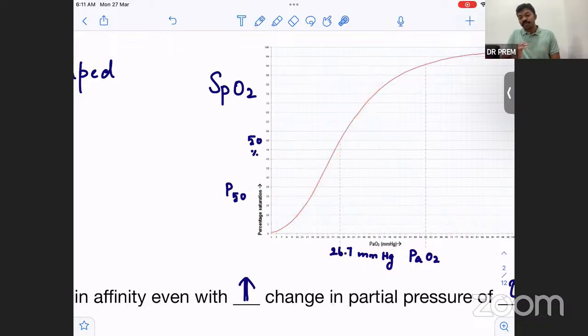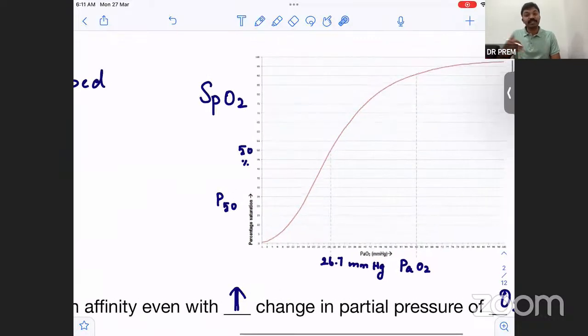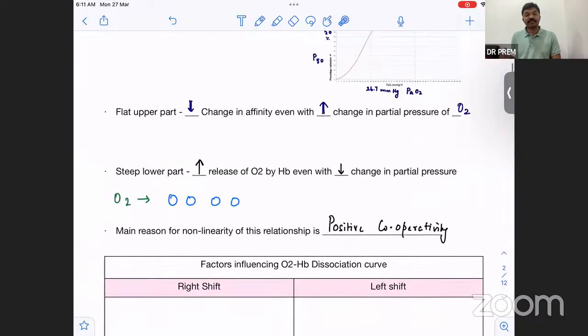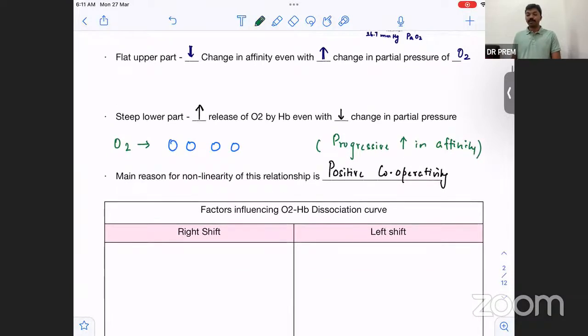And once almost 90 or 95% of hemoglobin is already saturated with oxygen, there is not much hemoglobin available, and hence the curve remains flat. This kind of progressive increase in affinity is what is called positive cooperativity, doctors. So positive cooperativity looks more like jargon, but in reality, what is happening is a progressive increase in affinity, guys. That is what is called positive cooperativity.